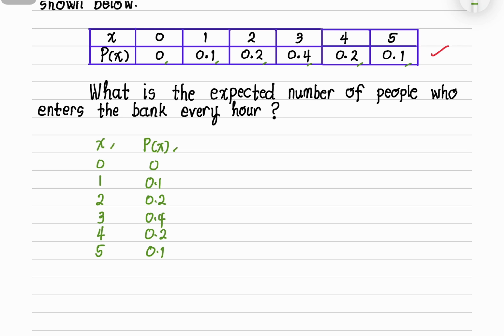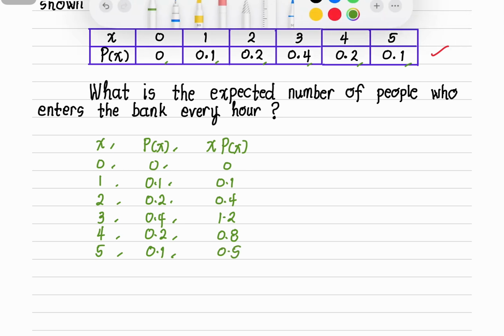Okay. And then, following our formula, no? So, we need to multiply x times p of x or get the product of the two. So, x times the probability of x. So, 0 times 0, of course 0. 1 times 0.1, the answer is 0.1, right? 2 times 0.2, 0.4. Okay? And then, 3 times 0.4, that is 1.2. 4 times 0.2, 0.8. And then 5 times 0.1, that gives us 0.5.